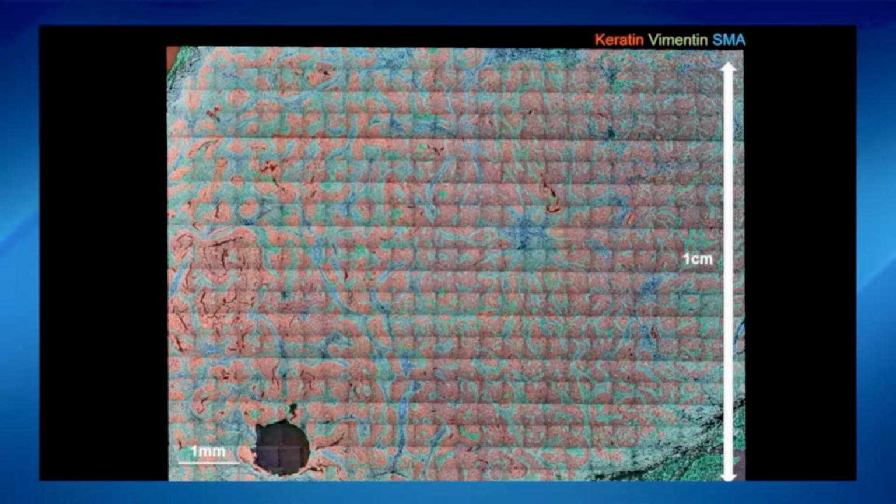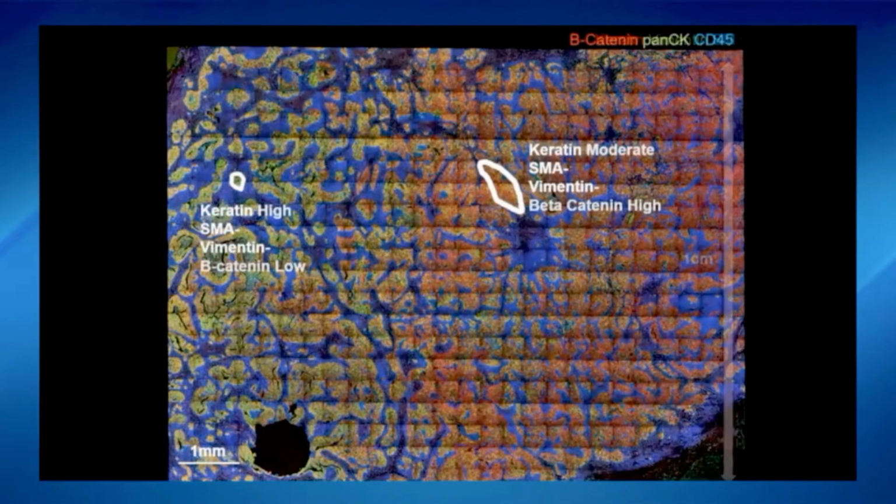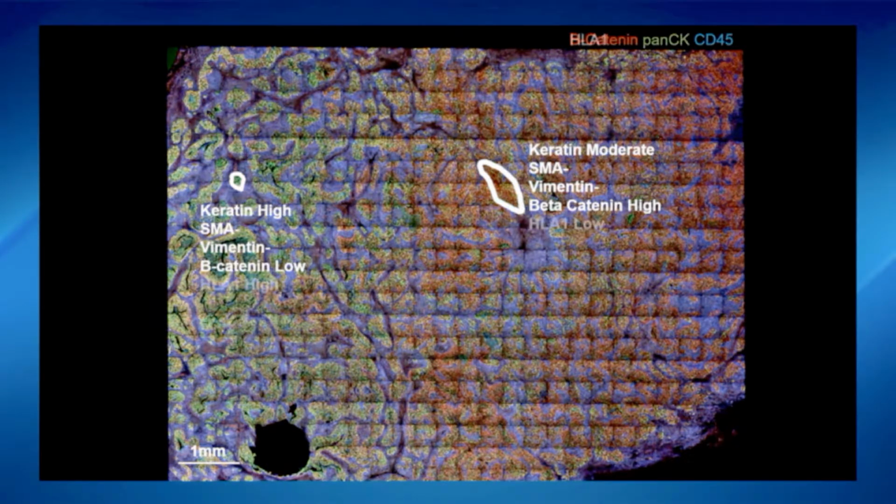And you can see this is an overlay with keratin, vimentin, and smooth muscle actin. And so these two regions, at first glance, look pretty similar, even on the 3-color phenotype. They're keratin positive, more or less SMA and vimentin negative. But as we start to look through the panel, we can see they actually have some unique features. So, for instance, the region on the right, that's your right, yes, is beta-catenin high, whereas the one on the left is beta-catenin low, and that is accompanied by what looks like a loss of HLA class 1 expression on the right.